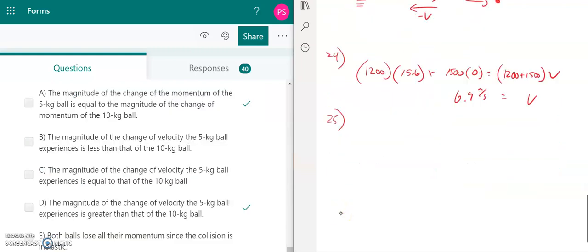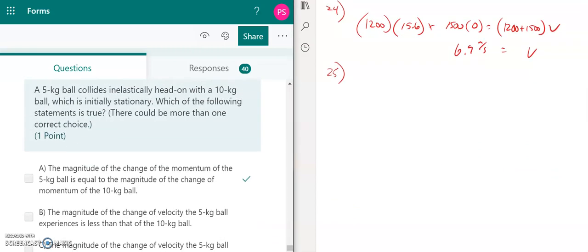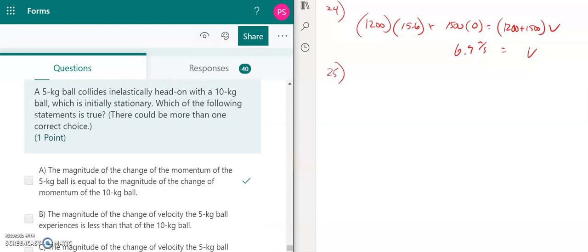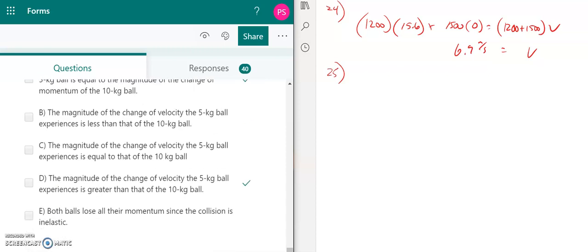And last question. A 5 kilogram ball collides inelastically head-on with a 10 kilogram ball, which is stationary. Which of the following statements is true? A is going to be true. The magnitude of the change of momentum of the 5 kilogram ball is going to be equal to the change of momentum of the 10. That just means the impulse during the collision is equal for both objects. And choice D, the change of velocity of the 5 kilogram ball is going to be greater than that of the 10.